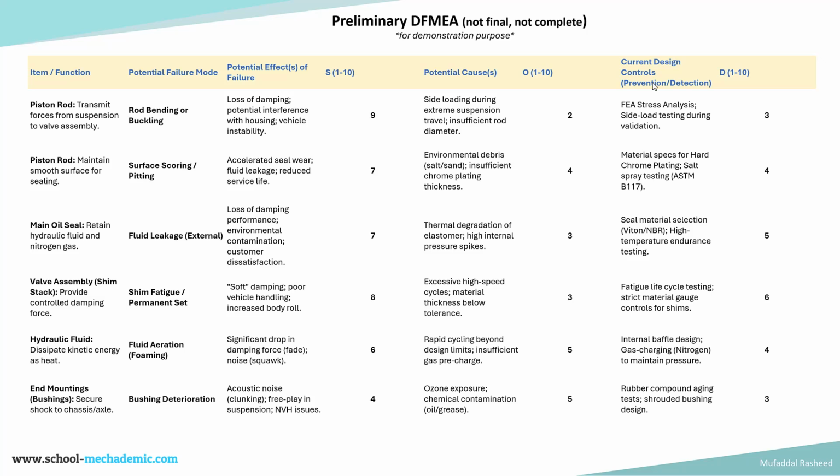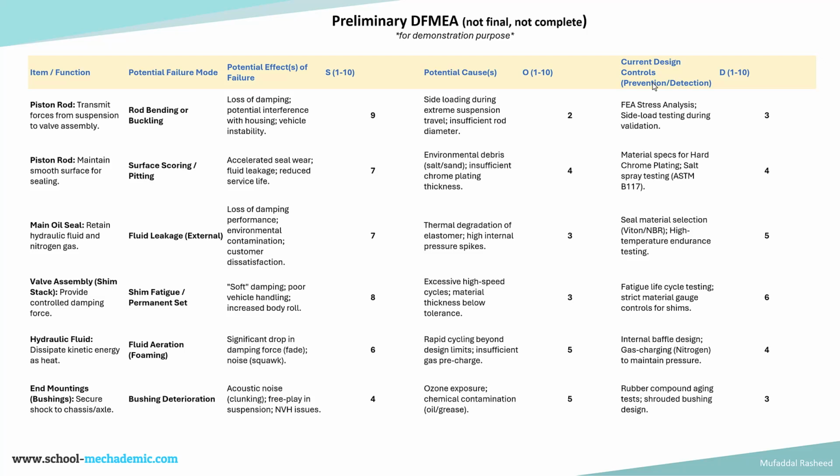What is prevention control? Prevention control is basically any design control which is in place before actual physical parts are made, before prototypes are made. That is during the design phase itself, whether it is by just visually checking the design or by design review or by stress analysis calculations. All of these are design prevention controls.